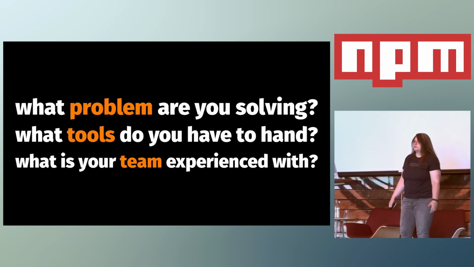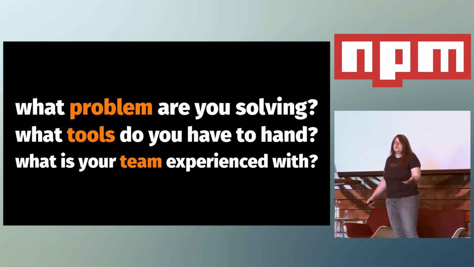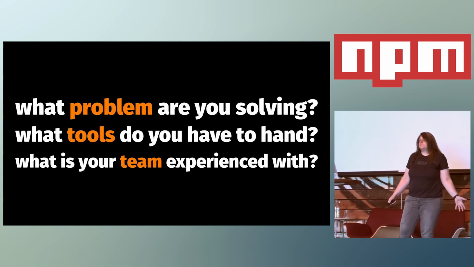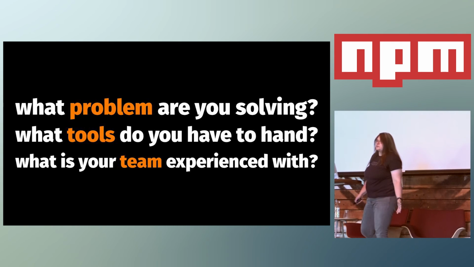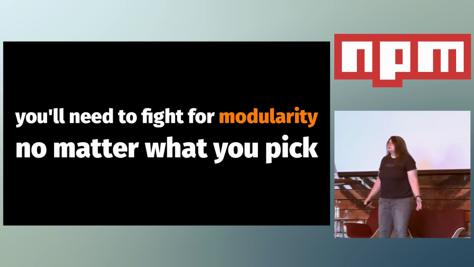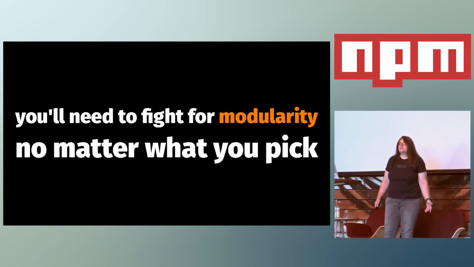Are they like, yes, we use message queues all the time. We speak RabbitMQ, like Kafka, we got it. In that case, you might want to go with a message queue-based architecture from the start. Though, again, what problem are you solving? You will need to fight for modularity no matter what you pick.